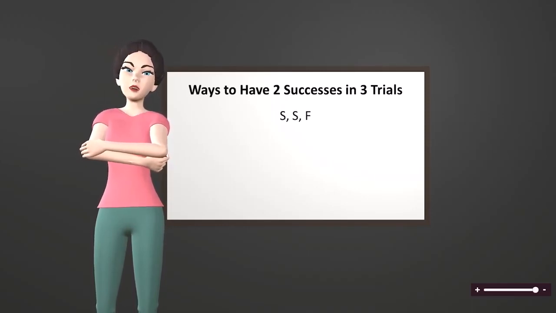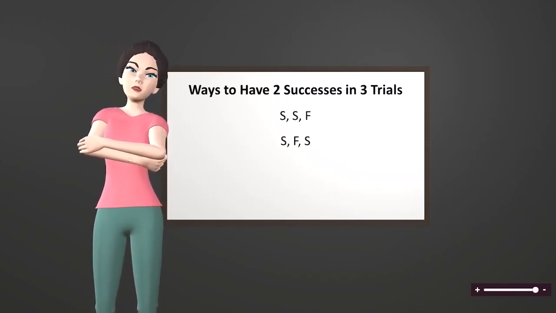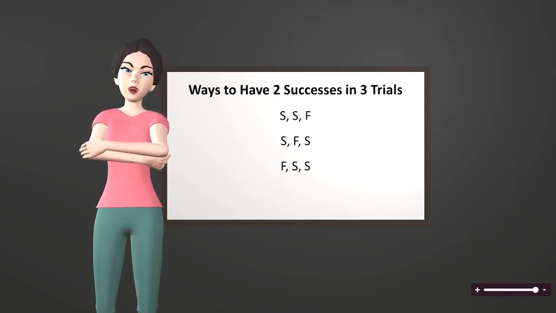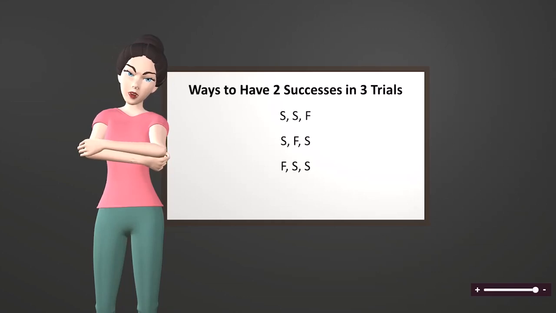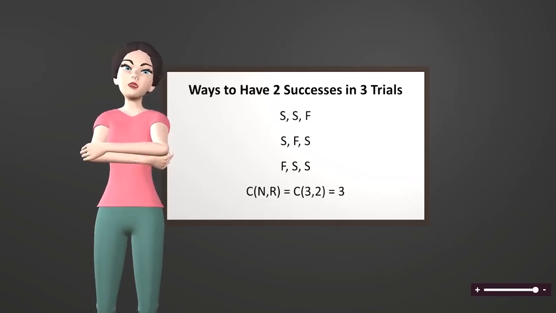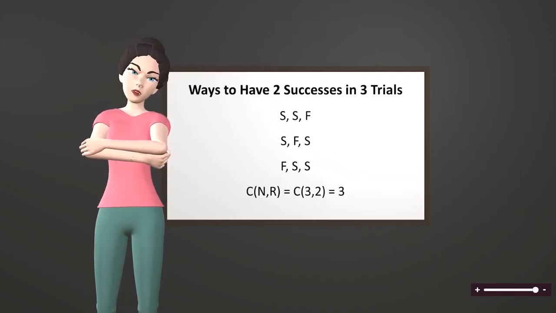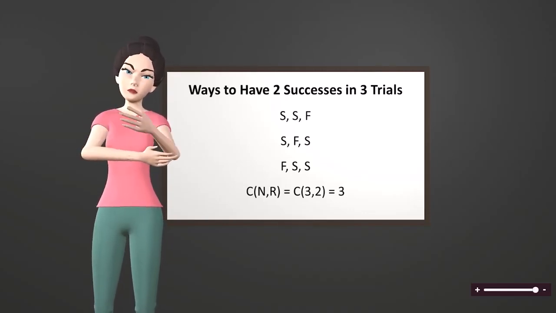Success, success, failure; success, failure, success; failure, success, success. As you can see, in each sequence there are 2 successes and 1 failure. The number of different sequences having R successes in N trials is called the number of combinations. In this example, there are 3 combinations for a sequence having 2 successes out of 3 trials.